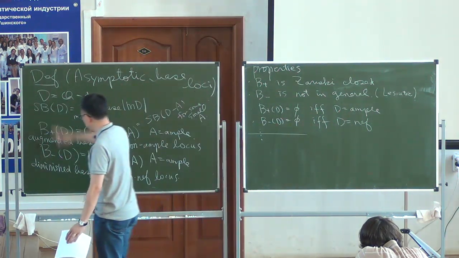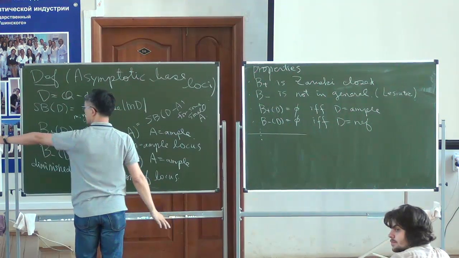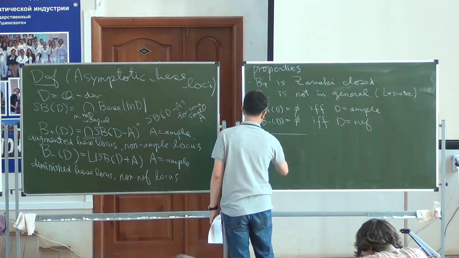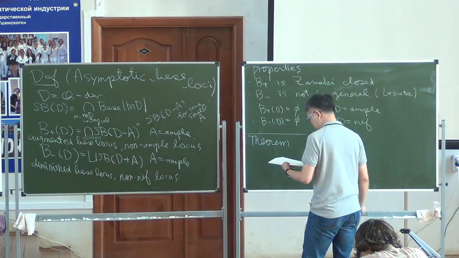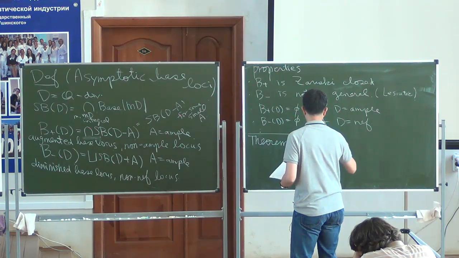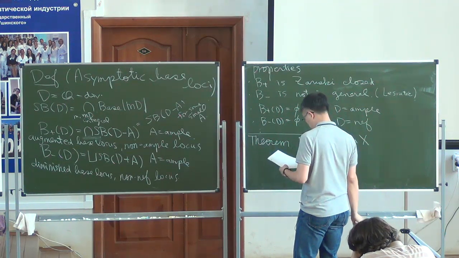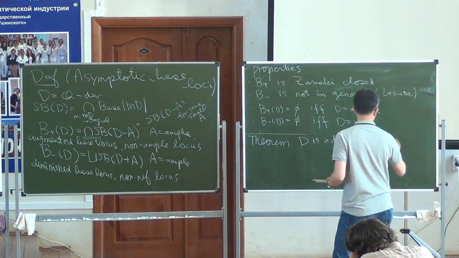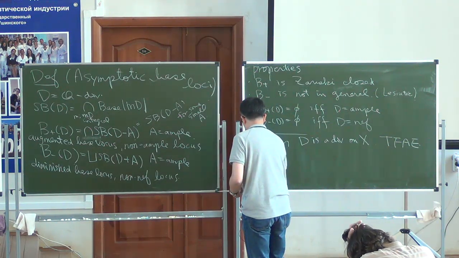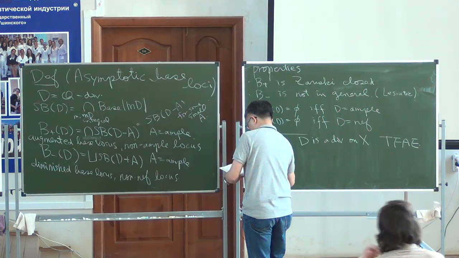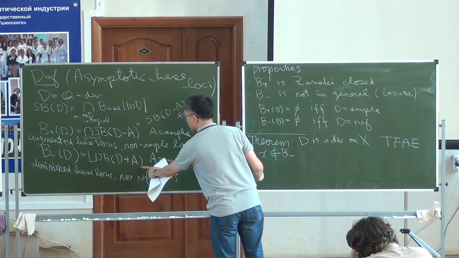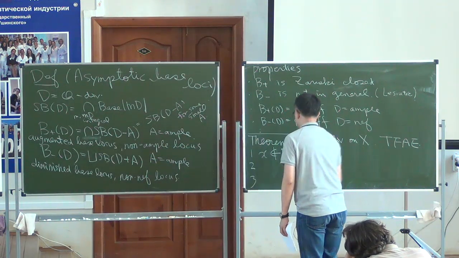Using these base loci, we can formulate a theorem which makes this observation more precise. Theorem. D is a divisor on X, and the following are equivalent. 1, 2, 3. X is not in B plus. Let's have a theorem about B minus first.